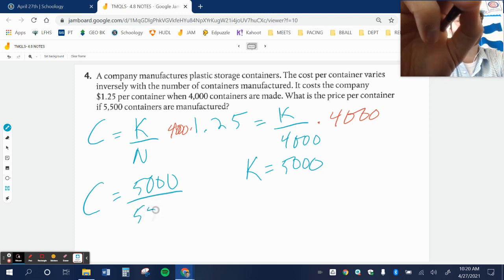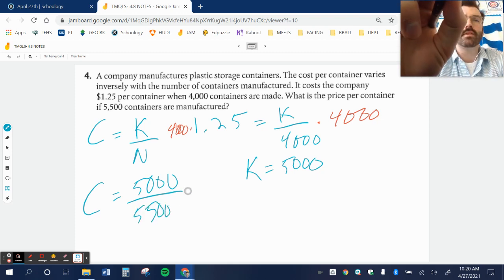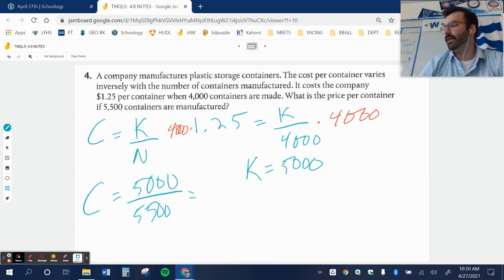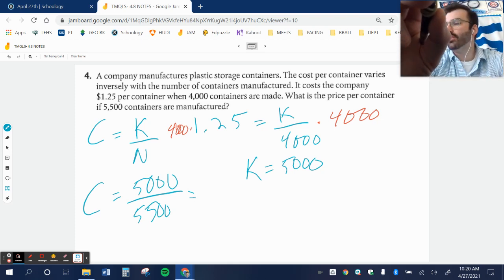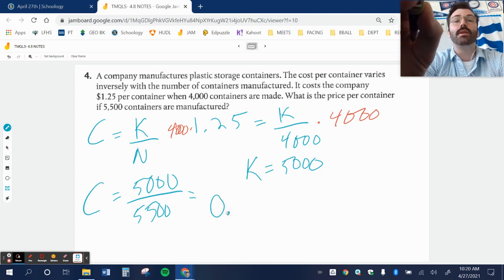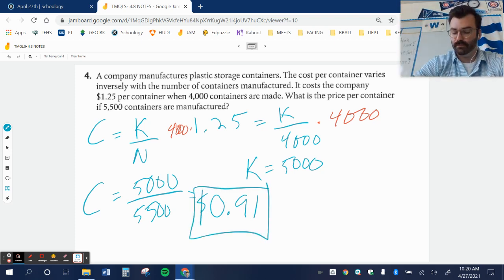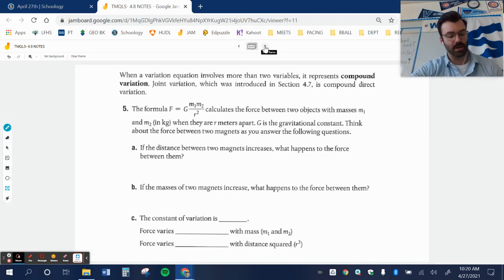So now it says, what is the price, so our cost, when 5,500 containers are made? I'm going to do 500,000 divided by 5,500, and I get 90.909. So that's $90.91. How about that? Good for us. Good job. Thank you so much.